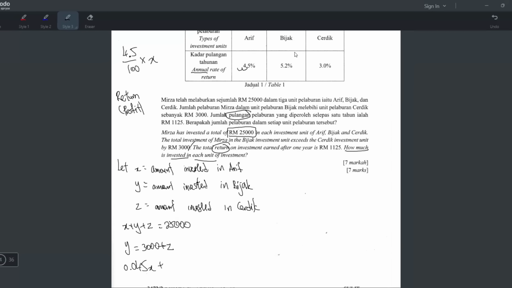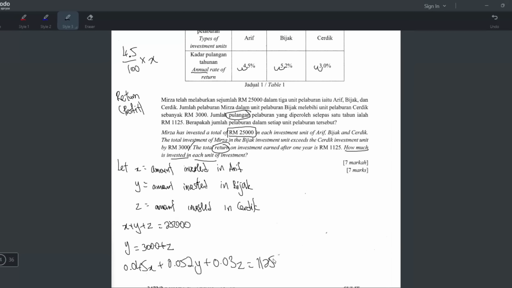And then plus, for this one also the same, divide by 100 because it's percent, 5.2%. So it's 0.052 times the amount she invested in Y. And then plus, same thing, 0.03 Z. And this is how you get the total return. Okay. And they say the total return is 1125. So that's all.